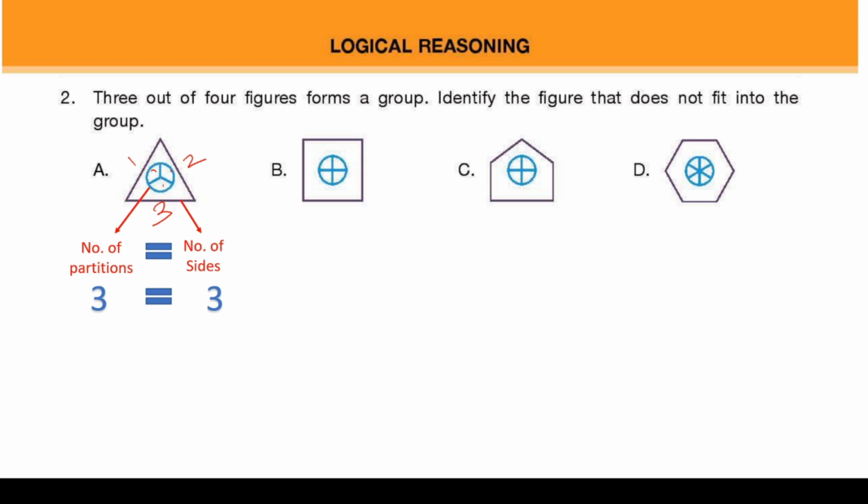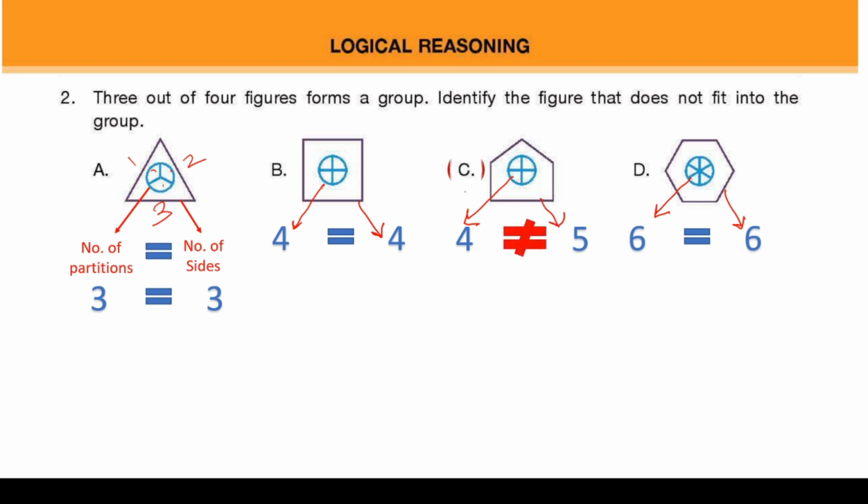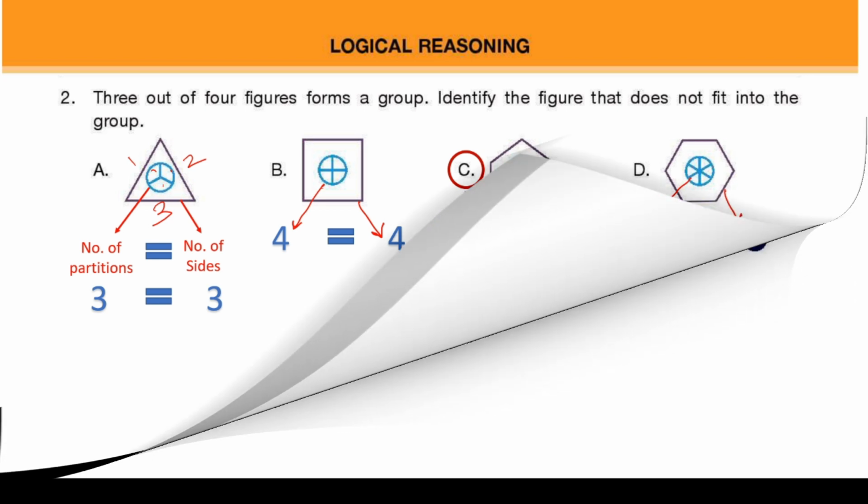Similarly for B, here also we have 4 and 4 for both of these, that is 4 partitions in the inside figure and 4 sides in the external figure, which are equal. Now let's hold C, let's go to D. Well, here also there are 6 partitions in the inside figure and 6 sides in the external figure, and both are equal. Now coming back to C, well, here the internal partition has 4 and the outside figure has 5 sides, which is not equal, and C does not form a part of the group.